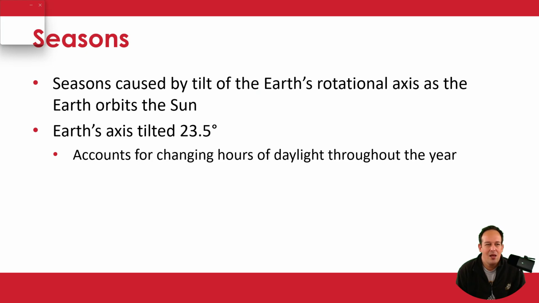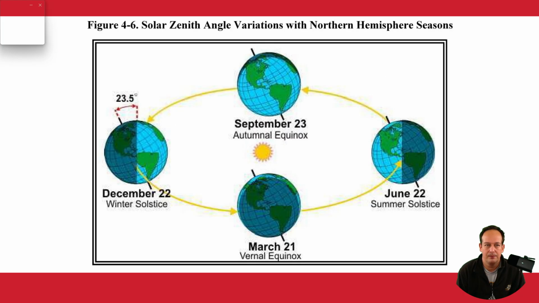All right, so the seasons are caused by the tilt of the Earth's rotational axis as the Earth orbits the sun. And it's not just the equator that's closest to the sun. The Earth is actually tilted 23.5 degrees, and so this accounts for the changing hours of daylight throughout the year. If the Earth wasn't tilted, wherever you live on Earth, you would receive the same amount of daylight and nighttime. But because the Earth is tilted 23.5 degrees, that's why we have changing daylight hours throughout the year.